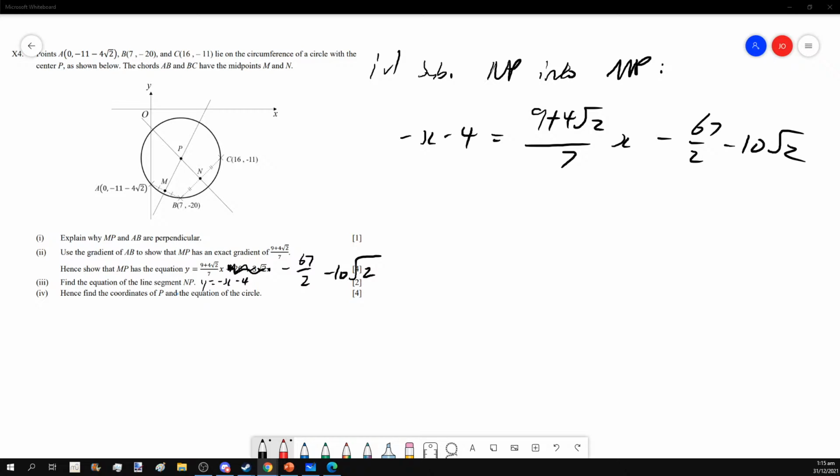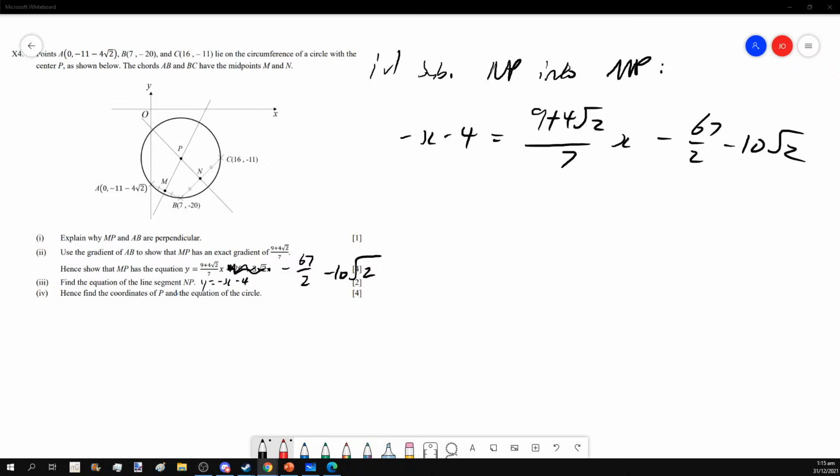Once we have solved for x, the next decision will be to take the x and sub it into the easier equation, in this case it will be NP. We will substitute it into there, and from there we should get the value of y. Once we have this value of y, we can say that P is going to be x comma y, and from there we can choose any point we want, A, B, or C, as long as it's on the circumference.